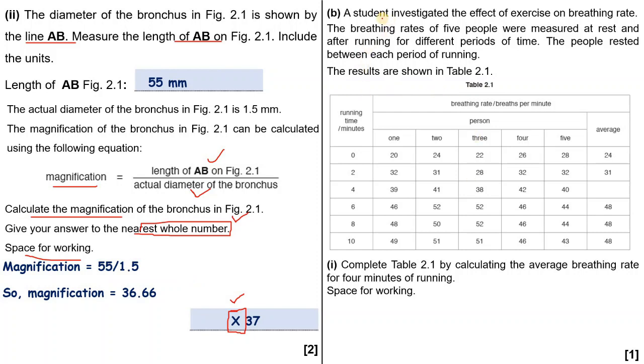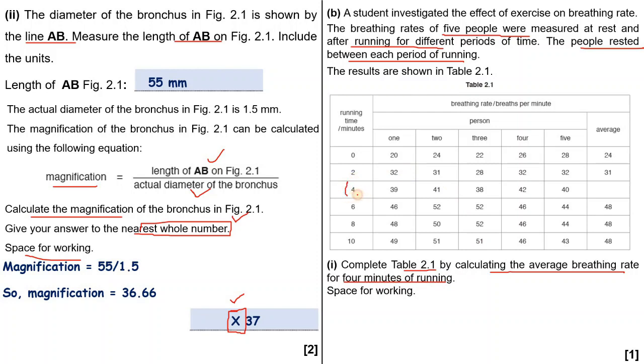Next, come to the next question. A student investigated the effect of exercise on breathing rate. The breathing rate of 5 people was measured at rest and after running for different periods of time. The people rested between each period of running. Now this is the data which is provided to you. Complete table 2.1 by calculating the average breathing rate for 4 minutes of running.